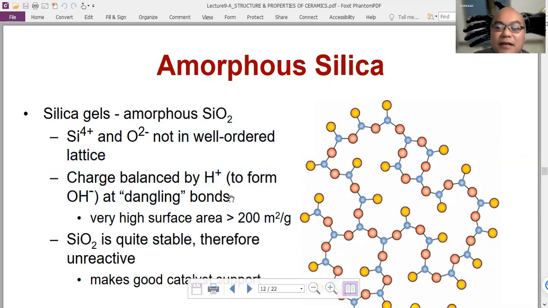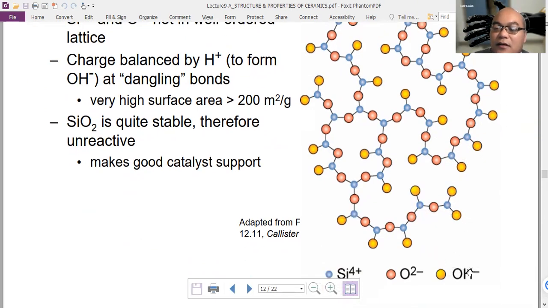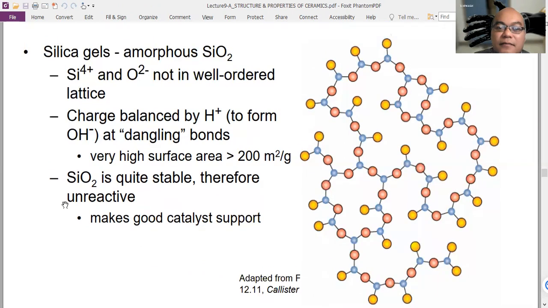The charge is balanced by hydrogen plus, to form a hydroxyl functional group, OH minus, at the dangling bonds. Dangling bonds means at the edge of the bond. Usually at the edge here, it has this oxygen, OH minus, the hydroxyl functional group, while the main linkage is still made from silicon and oxygen. It has a very high surface area, larger than 200 square meters per gram, which means it has large porosity. Because of large porosity, if you see it under a microscope or under SEM, scanning electron microscope, you will see this porous structure. Silicon dioxide is quite stable, therefore unreactive, and it makes a good catalyst support.